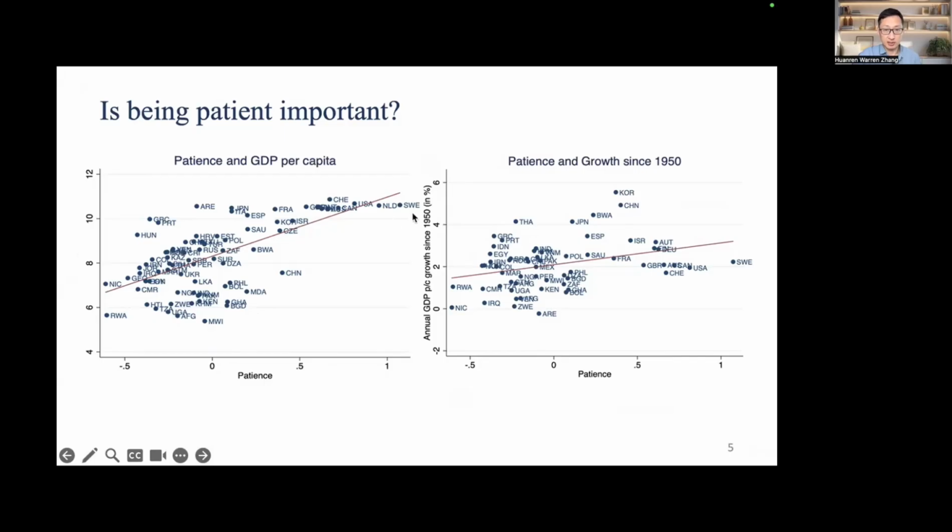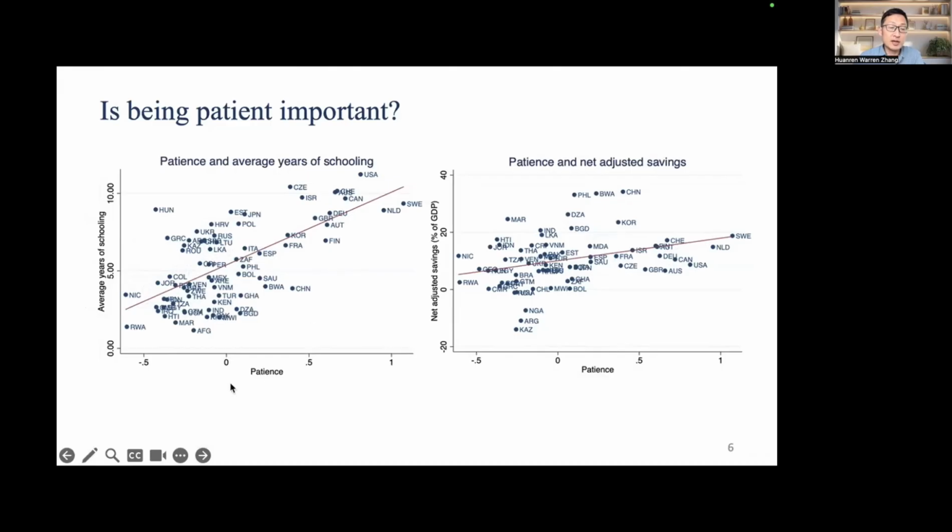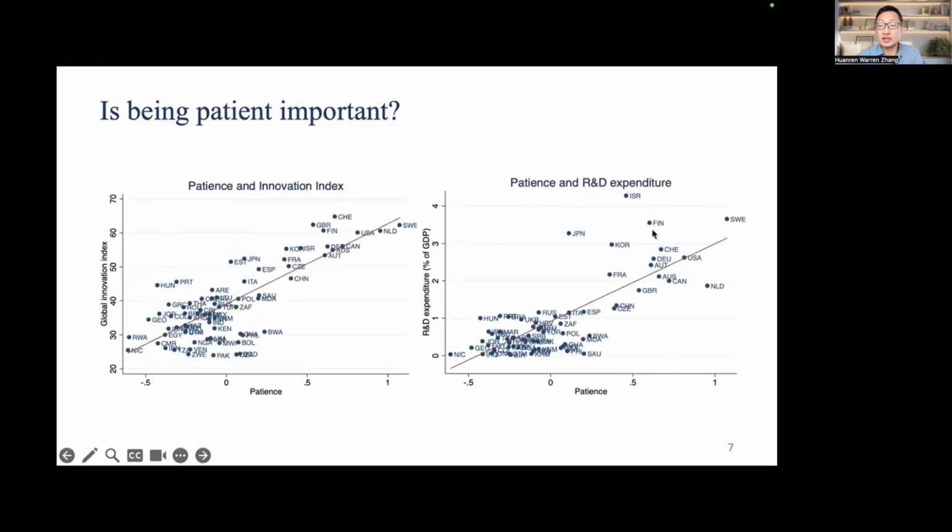So we see there's a positive correlation. And if you look at, instead of the wealth level, the GDP per year, but the GDP growth, we also observe this positive correlation. And here are some additional measures. Patience is also correlated with average years of schooling and also net adjusted savings. It is also correlated with the innovation index and the R&D expenditure, how much you want to invest in R&D so that you have better technology, even though the money you invested is something that you cannot consume today. But in the future, you would hope that this investment would bring you a larger return. So we see this correlation.